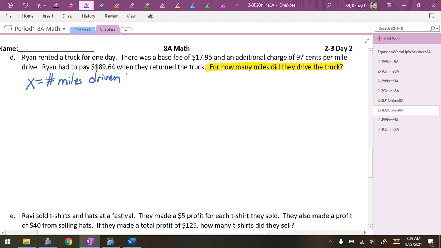Ryan rented a truck for one day. There was a base fee of $17.95 and an additional charge of 97 cents per mile driven. Ryan had to pay $189.64 when he returned the truck. See if you can write this on your own, because this is the exact problem off your homework. See if you can set this equation up.